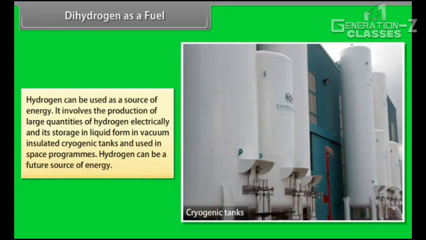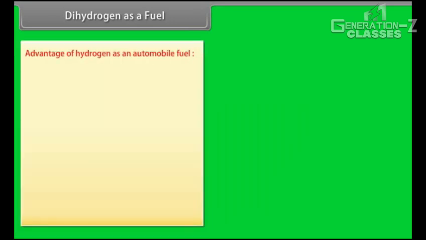Dihydrogen as a fuel. Hydrogen can be used as a source of energy. It involves the production of large quantities of hydrogen electrically and its storage in liquid form in vacuum-insulated cryogenic tanks and used in space programs. Hydrogen can be a future source of energy.